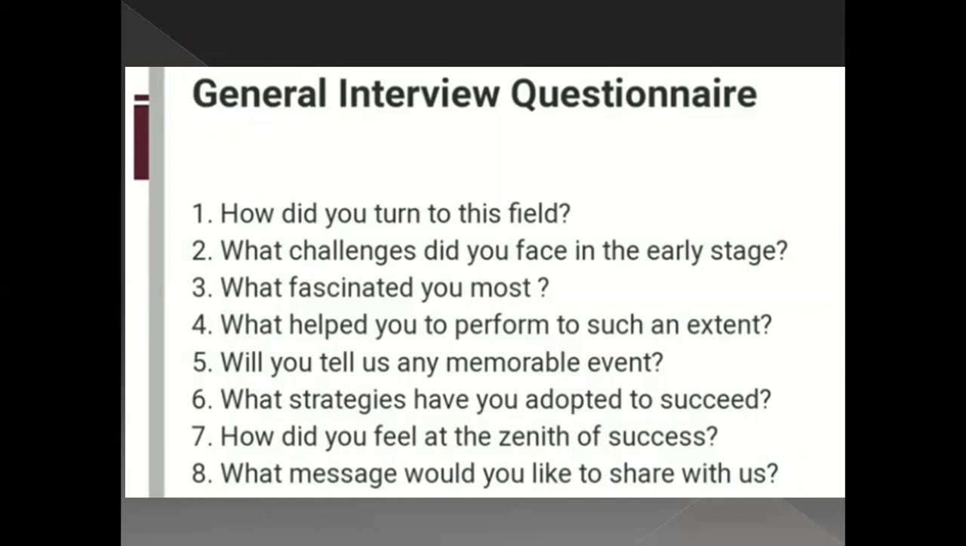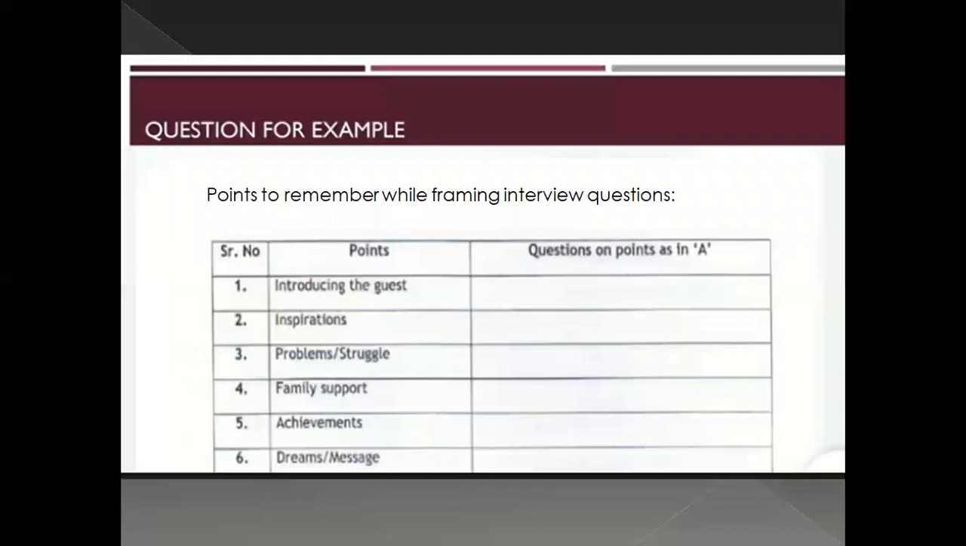What strategies have you adopted to succeed? How did you feel at the zenith of success? And what message would you like to share with us? So these are some common questions and a particular order in which the questions are asked. So these you can also make use of while you're framing questions for the interview.